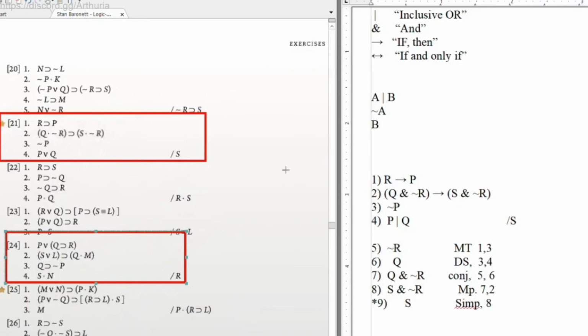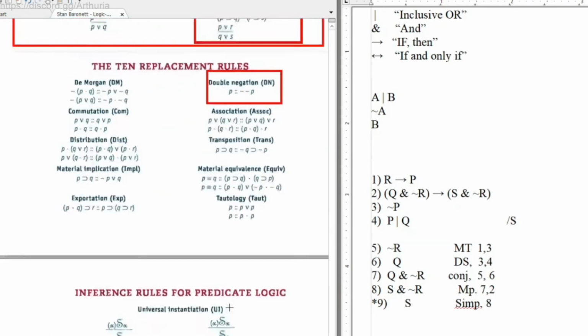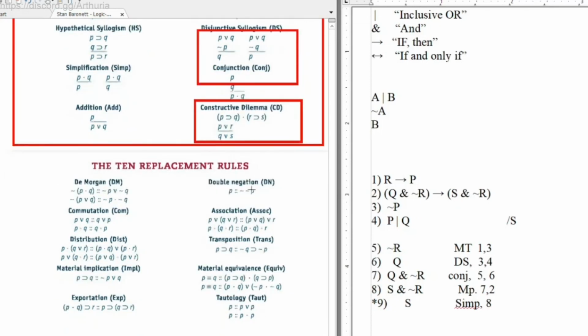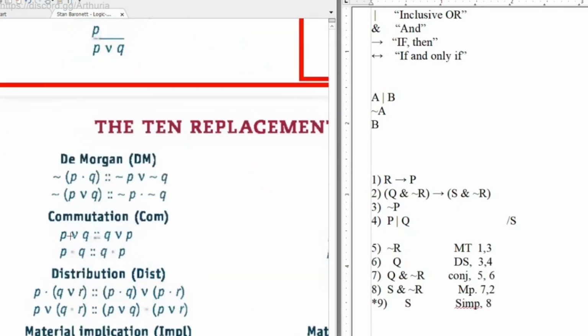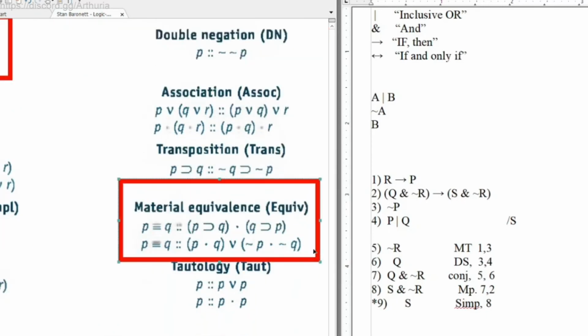Looking forward to next time. We are going to build on this understanding, and we are going to use the 10 replacement rules. If you want to work ahead, view these on the worksheet, view these dots as equal signs. And you can apply these rules inside of parentheses. Whenever you have something of the form P or Q, for example, you can just switch the order. De Morgan's is an important rule, and material equivalency is the most important rule on this sheet because it's the only rule that applies to an if and only if statement.